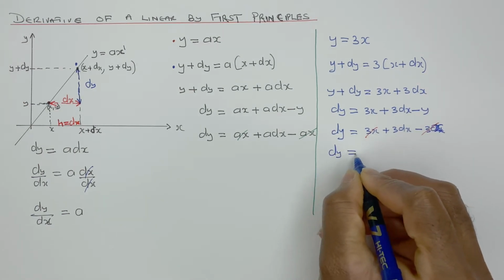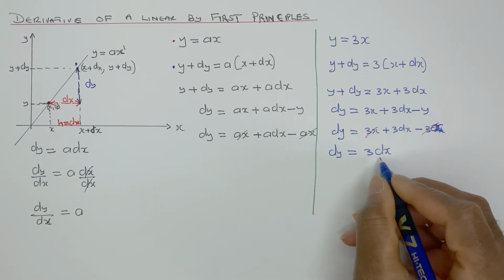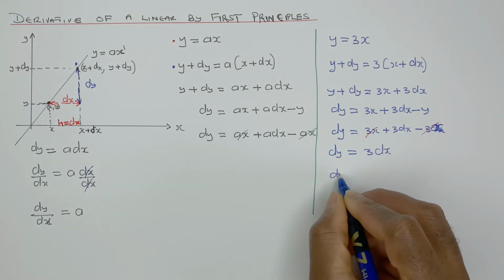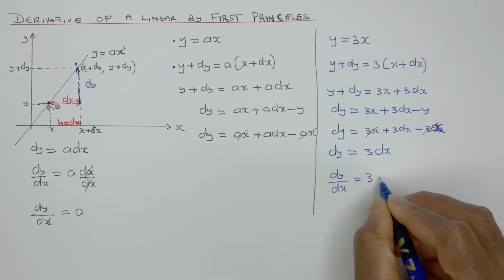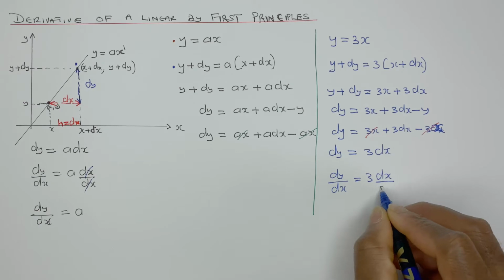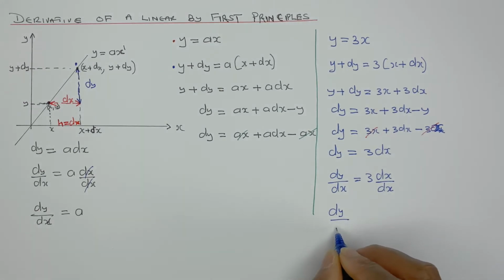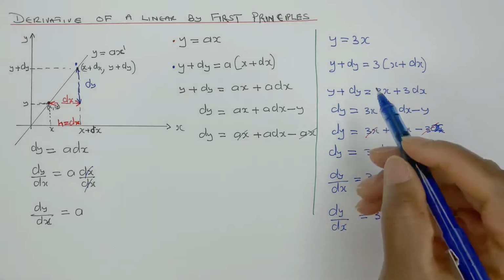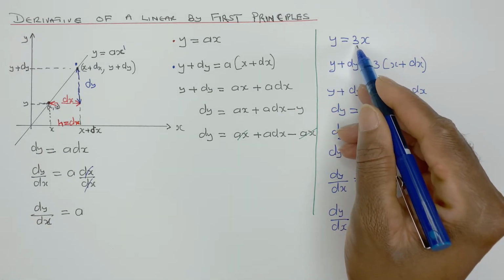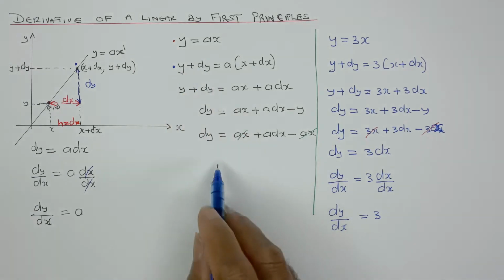So dy equals 3 dx, and divide both sides by dx. So dy over dx equals 3 dx over dx. Therefore, dy over dx equals 3. And that's your differential. If you differentiate y equals 3x, you get just 3. So that's what we just derived there.